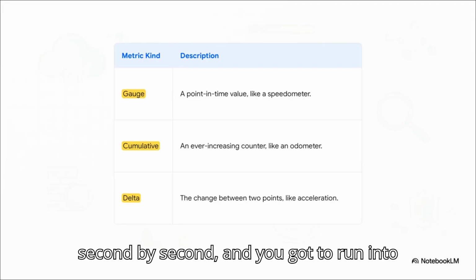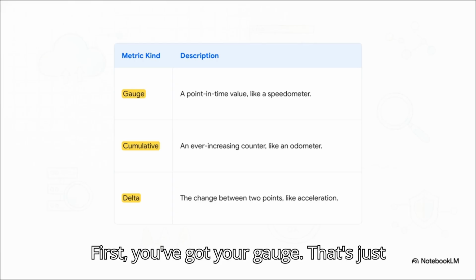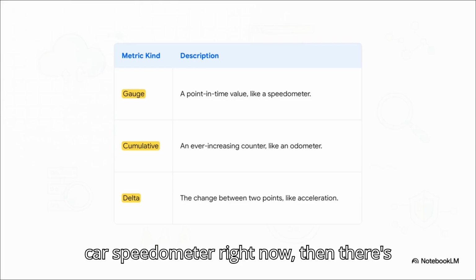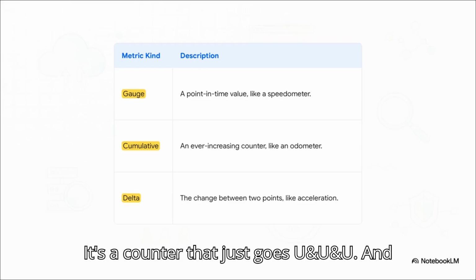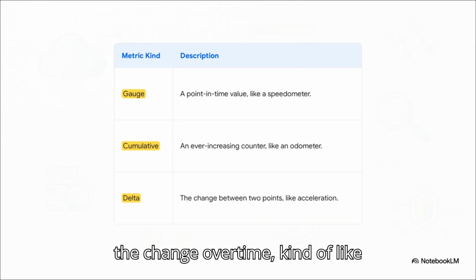And you're going to run into three main types or kinds of metrics. First, you've got your gauge. That's just a snapshot in time, like looking at your car's speedometer right now. Then there's cumulative. Think of your car's odometer. It's a counter that just goes up and up and up. And finally, you have delta. This one measures the change over time, kind of like acceleration.